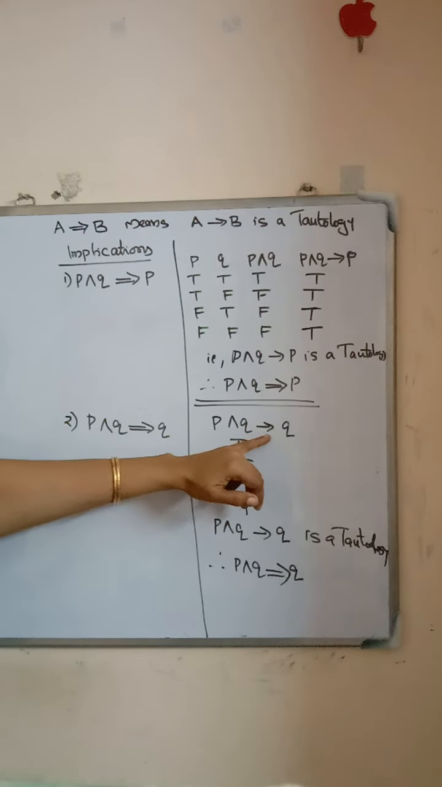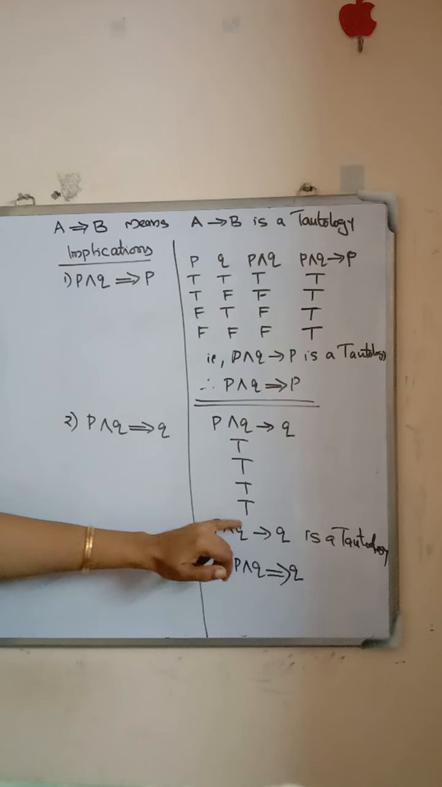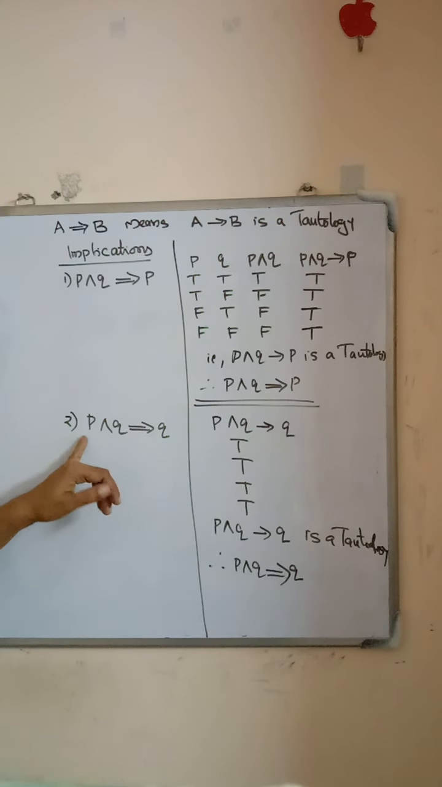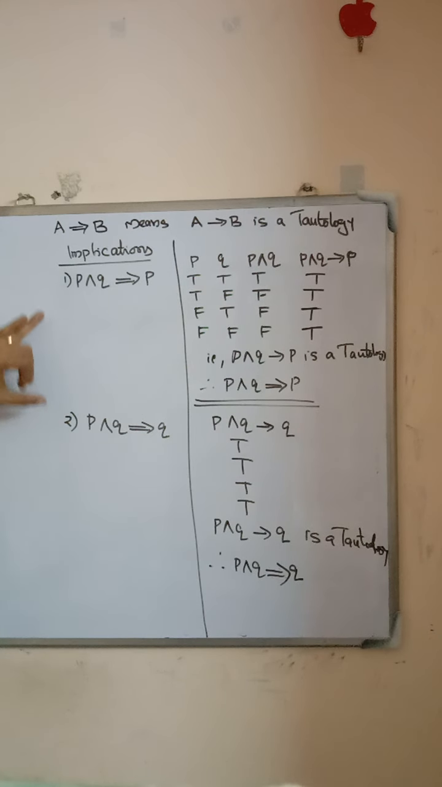Also, P and Q conditional Q is also a tautology. So, P and Q implies Q. So, the first two results are P and Q implies P and P and Q implies Q.